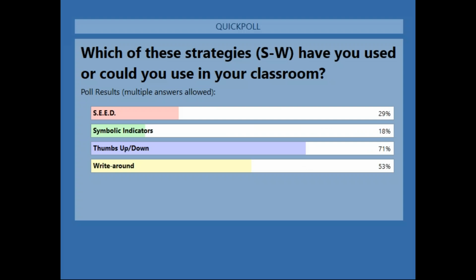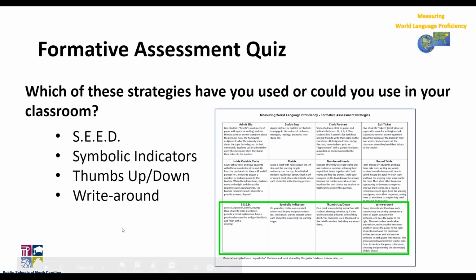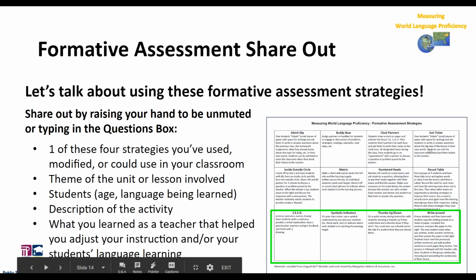All right, looks like quite a few people have used thumbs up, thumbs down. Over half have used the right around strategy. About a third have used the seed strategy, and almost 20% have used symbolic indicators. So let's hear from folks. How have you used those? What's worked in your classroom? In our share out for these 4 strategies.